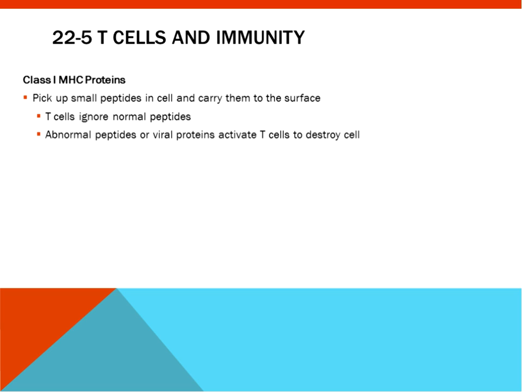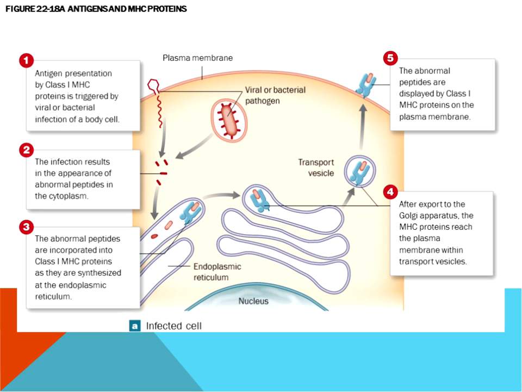Even if it is your own cell, it destroys that cell because the signal the cell was sending was that, hey, I'm sick, destroy me. So here's a pretty picture of that. We have a virus or a bacteria that is attempting to replicate on the inside of the cell. It's going to make its own little viral or bacterial, so it could be a virus or a bacteria, either one. It's going to make its own little abnormal peptides.